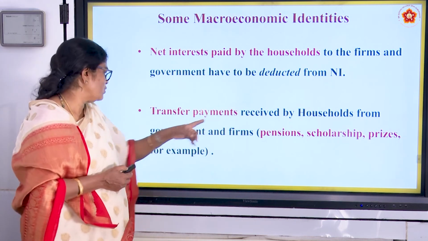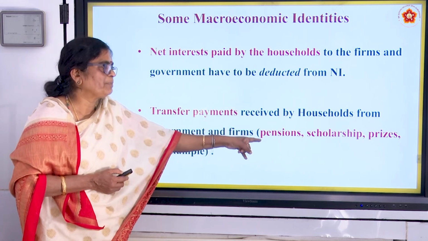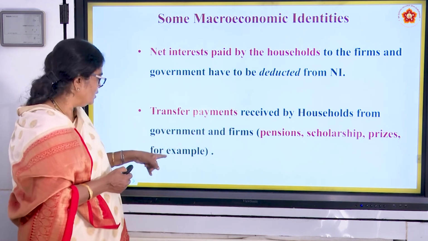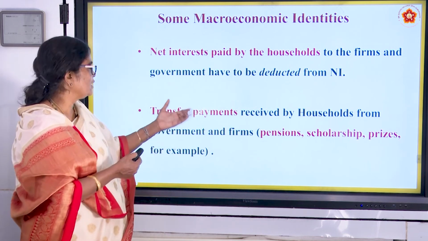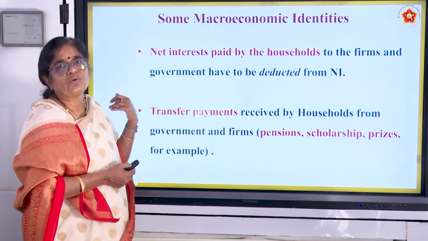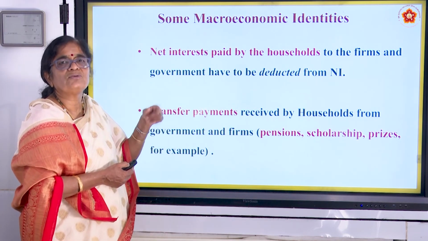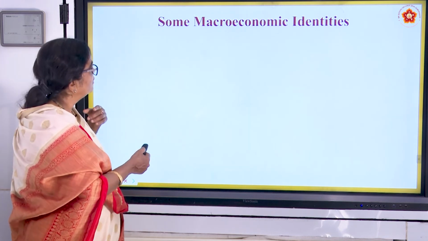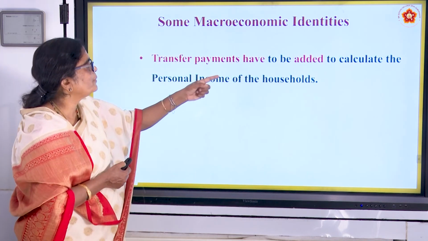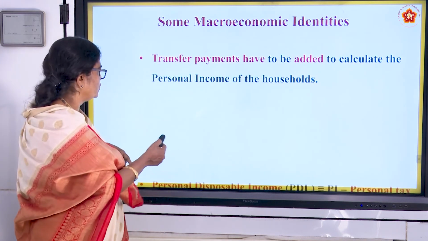Transfer payment received by the household from government and firms, such as pensions and scholarships, for example, has to be added because it comes as income to the household. Therefore, it is added to the national income. Therefore, transfer payment has to be added to calculate the personal income of the household.